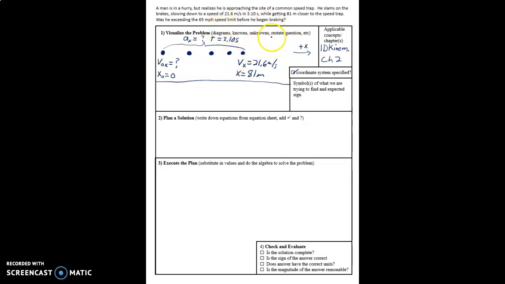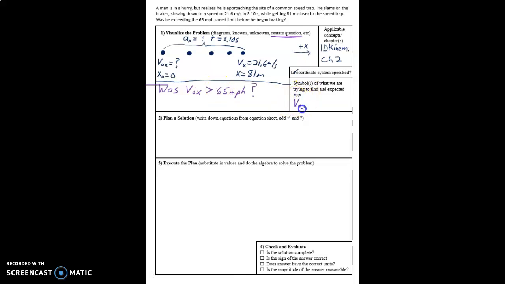So this is a question where we want to restate the question as part of our solution, as part of our visualization. We're restating it. So, was v naught x greater than 65 miles per hour? Restating the question doesn't have to be difficult, but it should involve finding a specific symbol and what you're going to compare it to. If it's a yes-no question, it involves a comparison, and we want to know specifically what we're going to be comparing at the end.